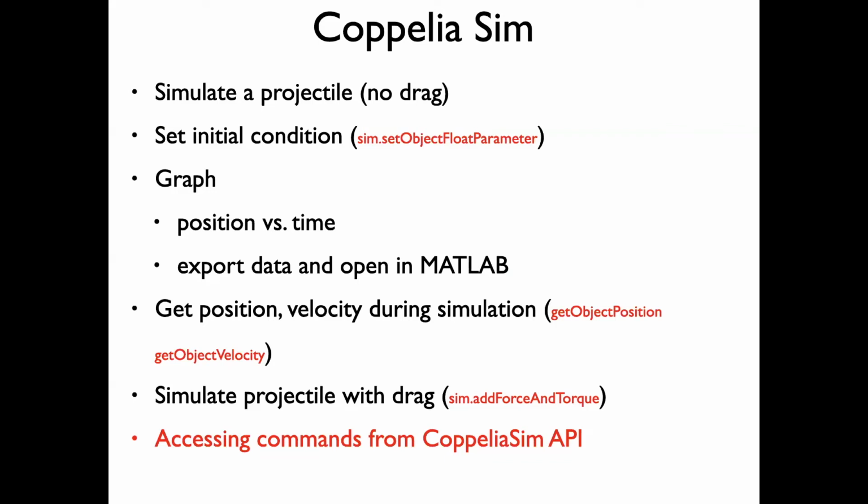Of the introduction to CoppeliaSim, and I thought I'll start with simulating a projectile, which we did in the past classes using MATLAB. So the framework is we'll first simulate a projectile with no drag, then I'll show you how to set the initial condition. So the command for that I've written down there. Then we'll graph the projectile. We'll also get the velocity and position during simulation.